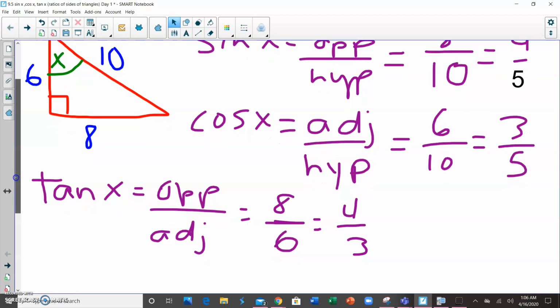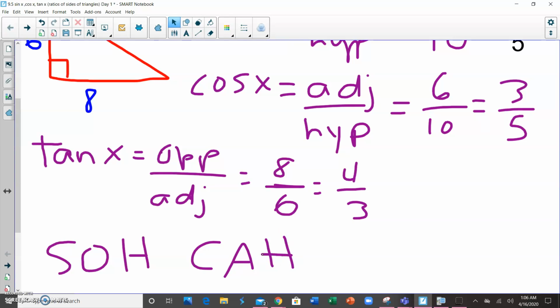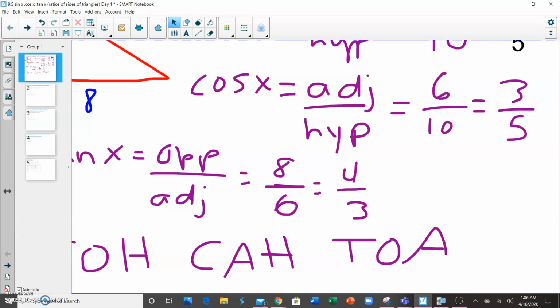So some people memorize this by what's called SOHCAHTOA. S-O-H, that stands for sine opposite over hypotenuse. C-A-H, cosine is adjacent over hypotenuse, and then T-O-A. So that is how some people remember it. It's called SOHCAHTOA. Sine opposite over hypotenuse, cosine adjacent over hypotenuse, tangent opposite over adjacent. So you are going to have to memorize that. You will see that a lot on different standardized tests.